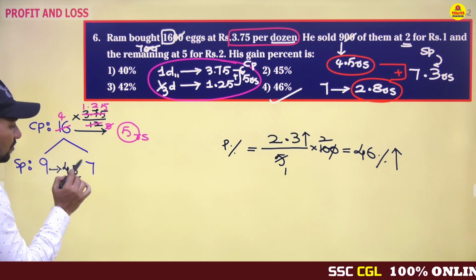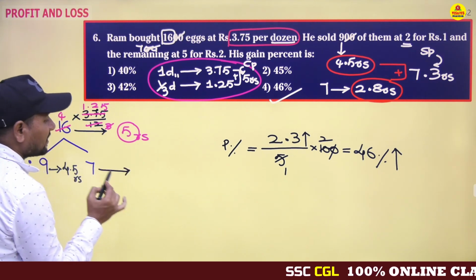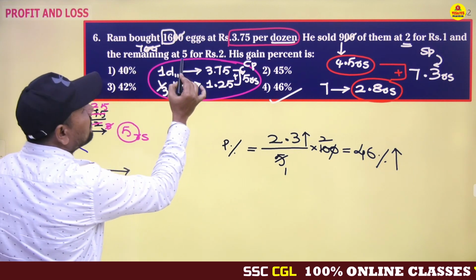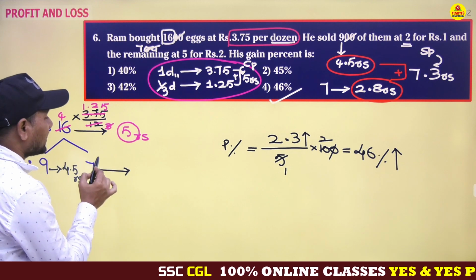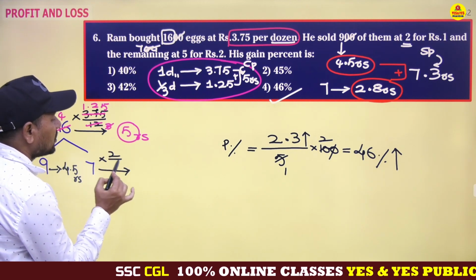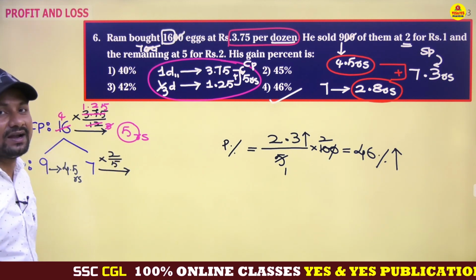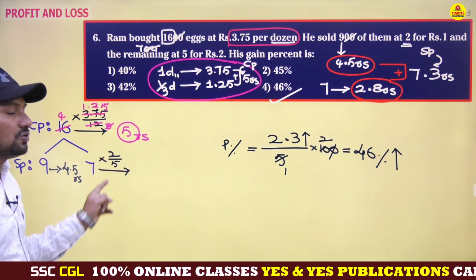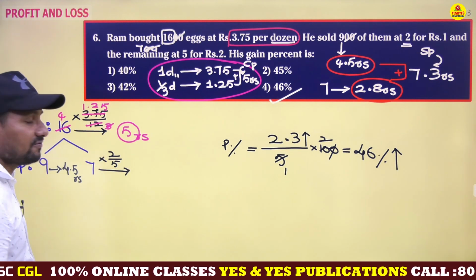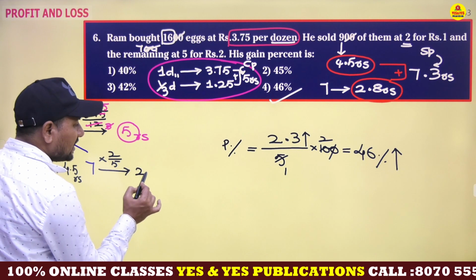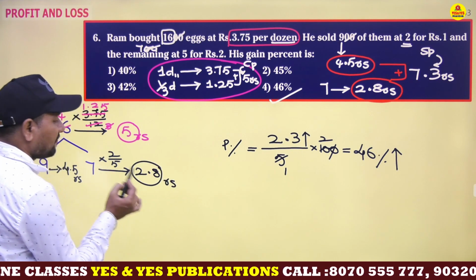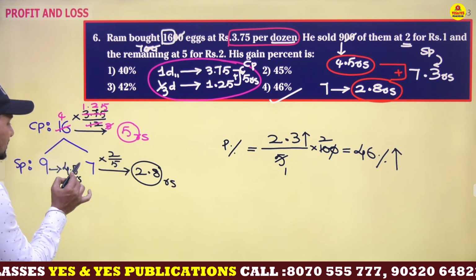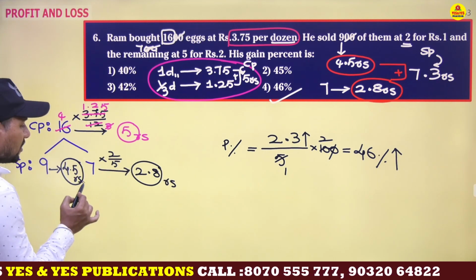Now coming to the 7x. Out of 7x, every 5x is 2 rupees. Every 5x is 2 rupees means 1 egg is how much? 1 egg is equal to 2 by 5. 7 into 2 by 5, 7 2s are 14, 14 by 5, which is 2.8 rupees. This is the selling price of 7x, and this is the selling price of 9x.